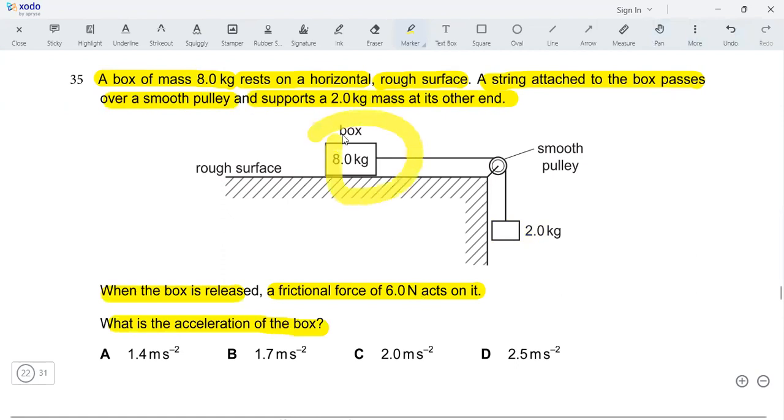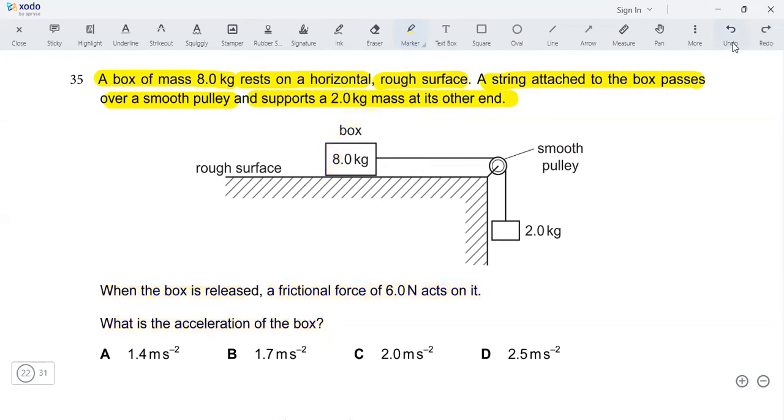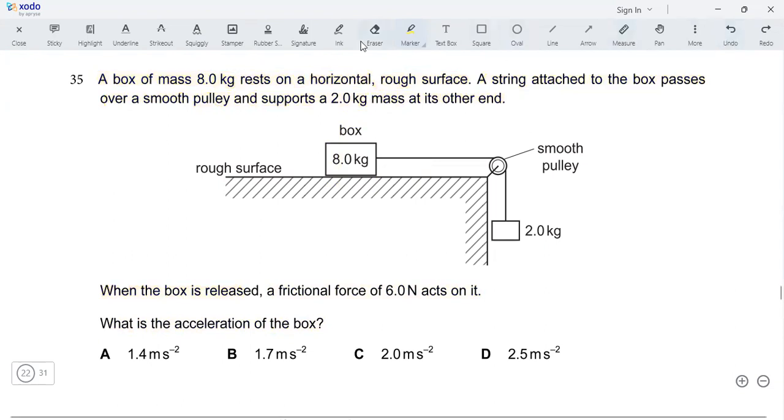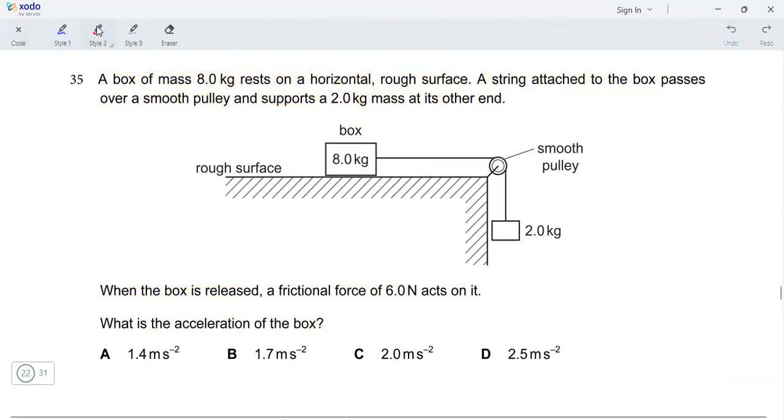Alright, so this is the box and it starts to move because it's released from rest, and we need to find the acceleration. So we can use the formula F is equal to ma for acceleration, but we need to know the force, and this is the resultant force. Remember, in Newton's second law of motion, F is equal to ma, this F is the resultant force. So we need to find the resultant force first.